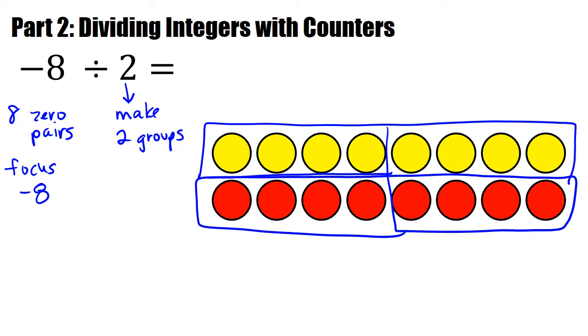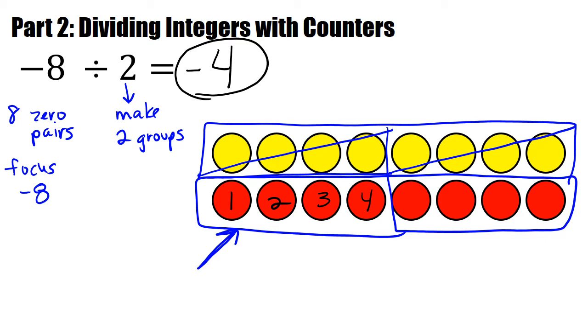Our focus here is on negative 8, so we're going to discard the positives. The question was, how many are in one group? So in one group, let's count the counters. We have 1, 2, 3, 4. So we have 4 counters, but you notice that they're red, so negative 4 is going to be our answer.